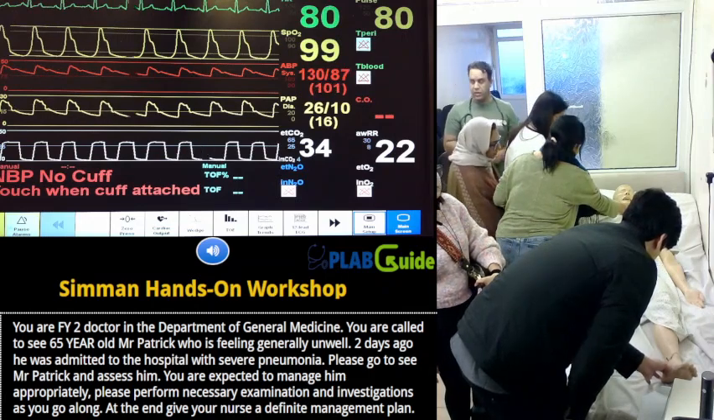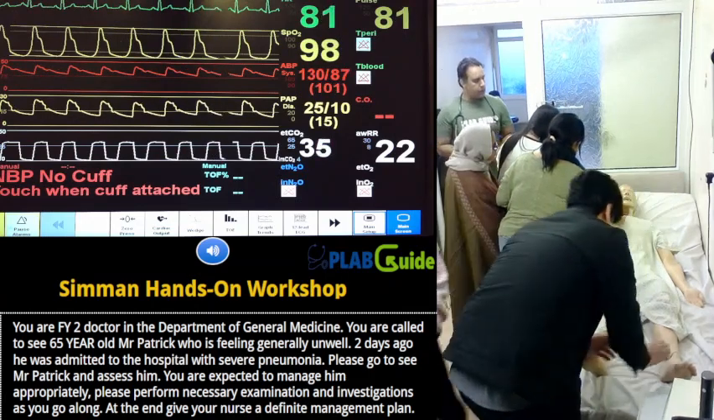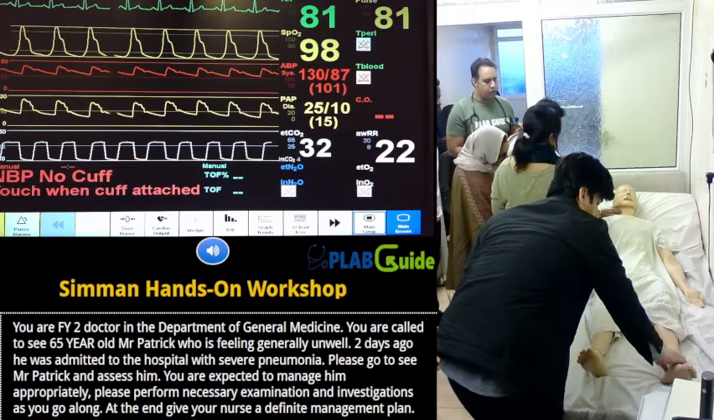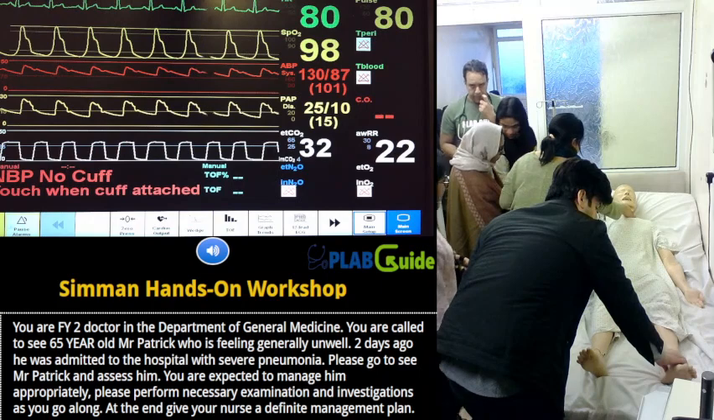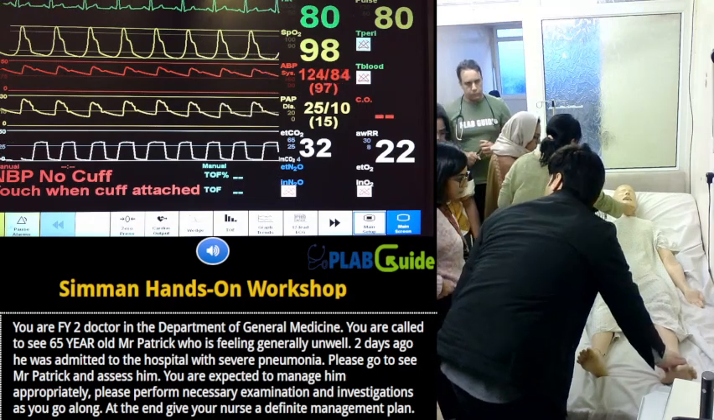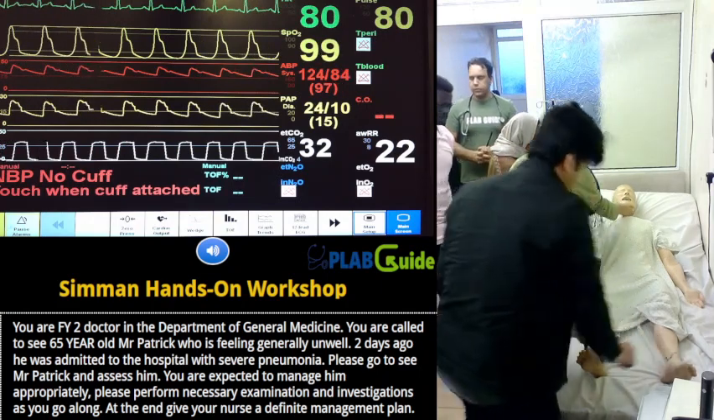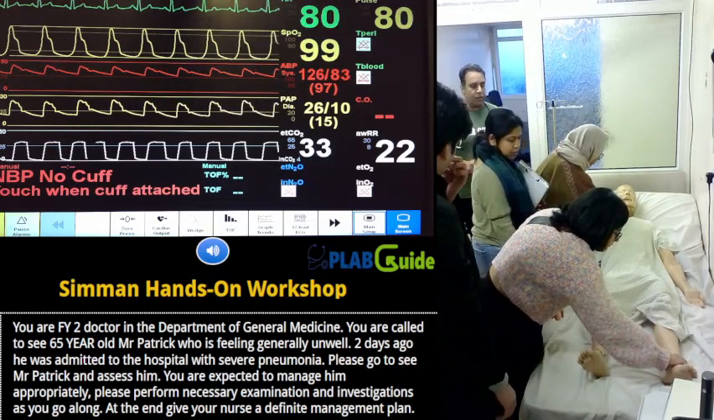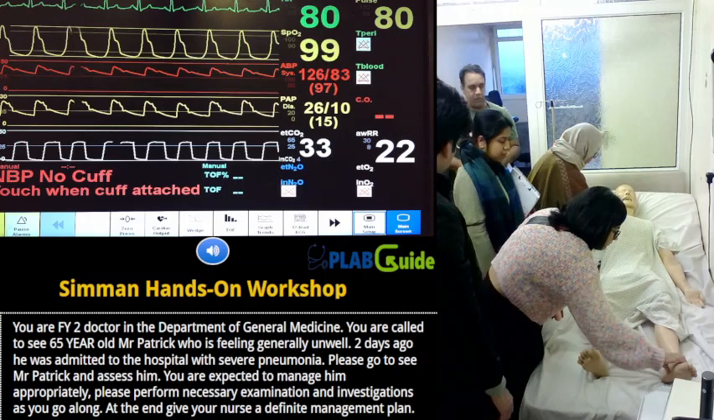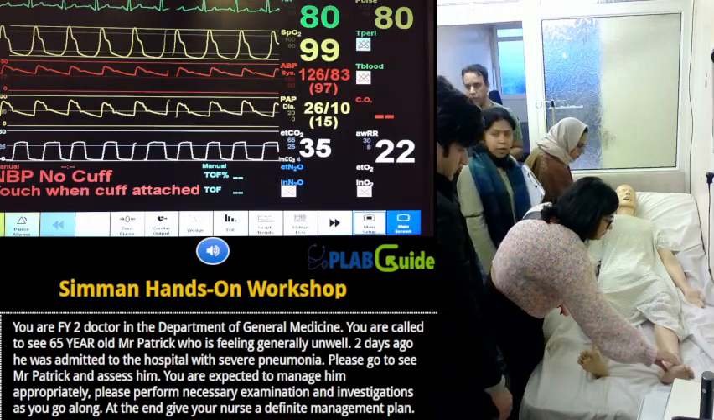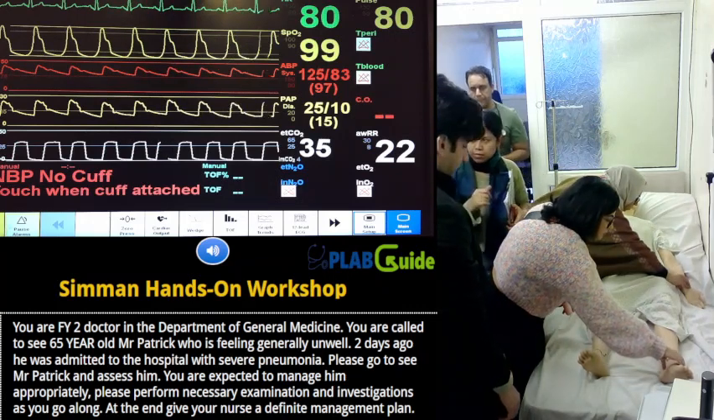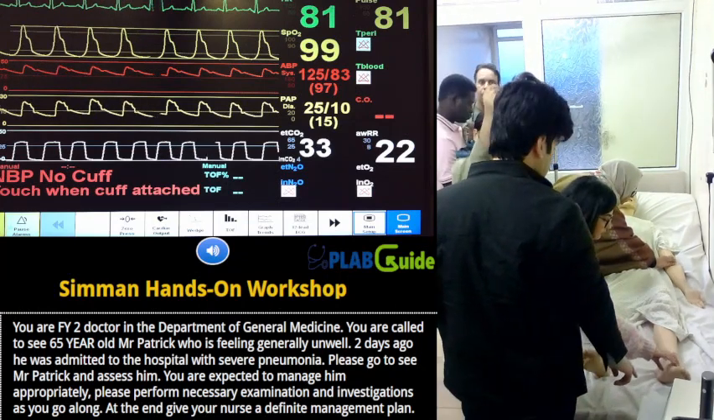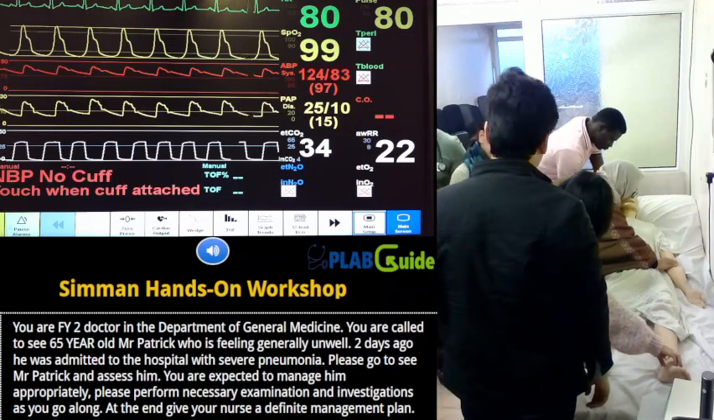One each, one at a time. So this side it's like this, and this side, you can feel. Feel all the pulses: dorsalis pedis, both femoral, carotids, and radial.